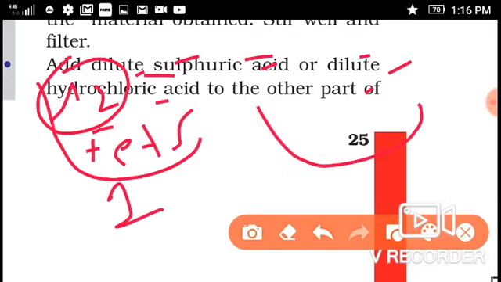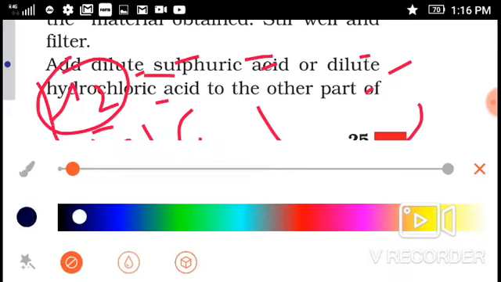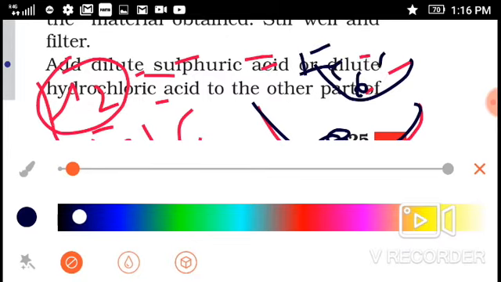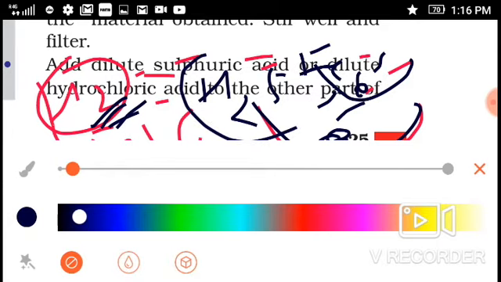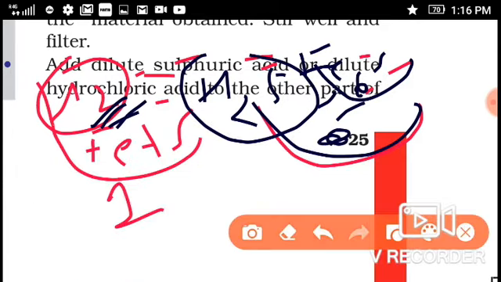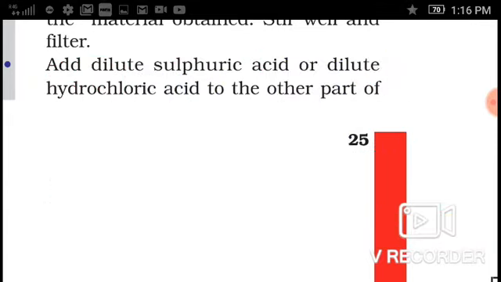Okay, and in group second, iron sulfide FeS, in this, hydrogen sulfide gas is released. Okay, when you add sulfuric acid or hydrochloric acid to group first, only hydrogen gas is released, but in group second, hydrogen sulfide gas is obtained or released.